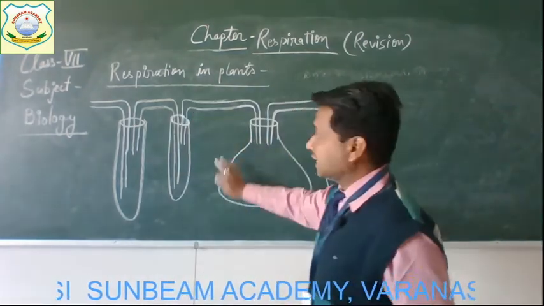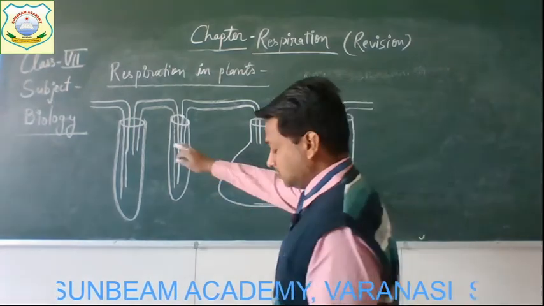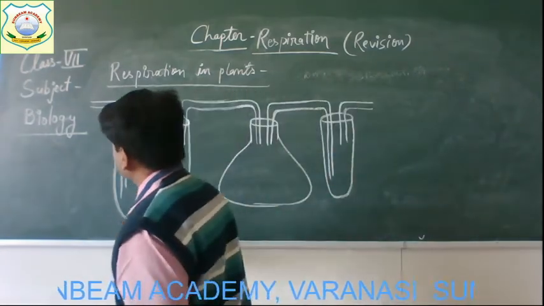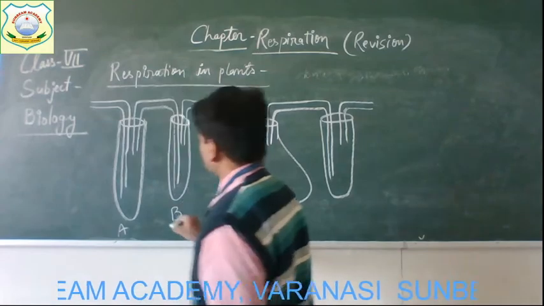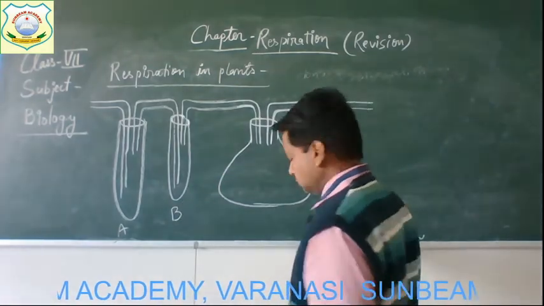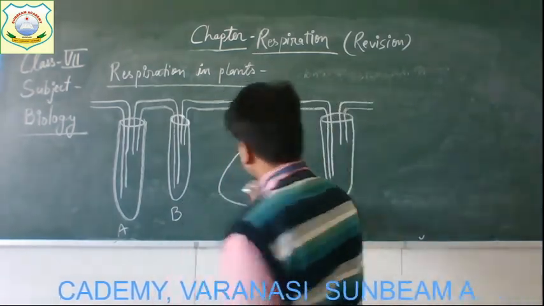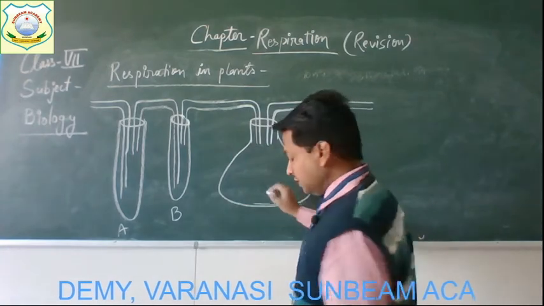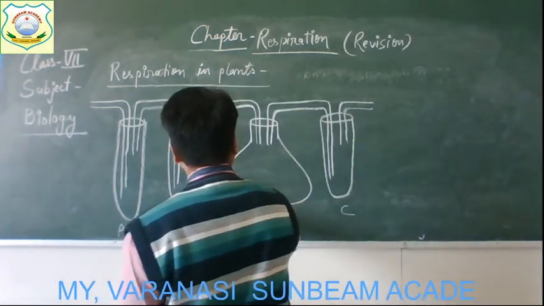So this one is the setup. Children, here three test tubes are used. This is test tube A, test tube B, and test tube C. In this flask, we will take some germinating seeds.